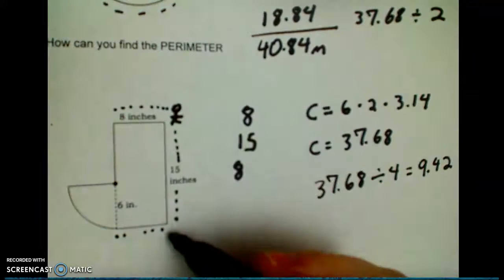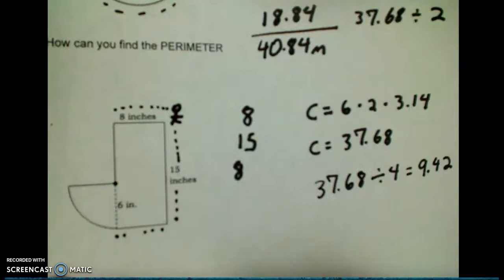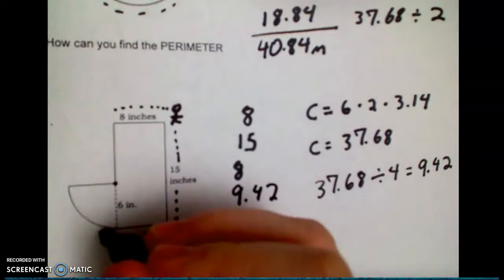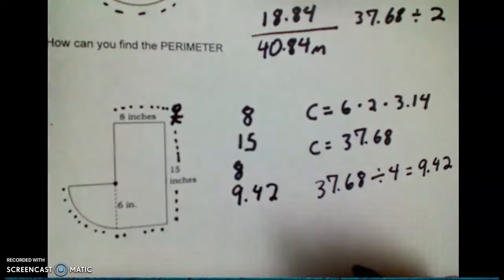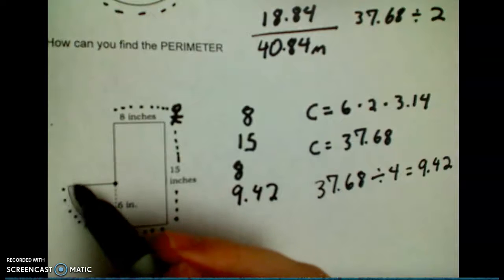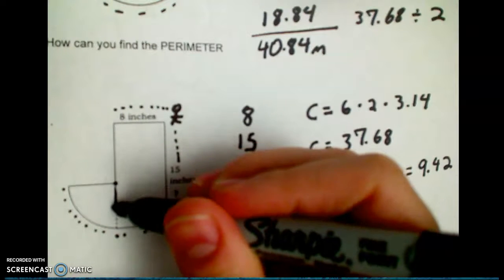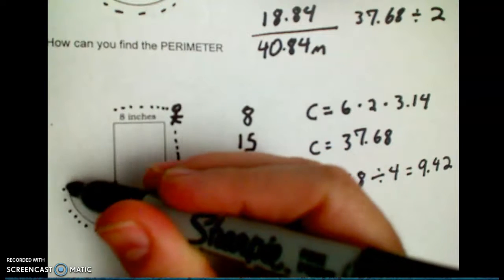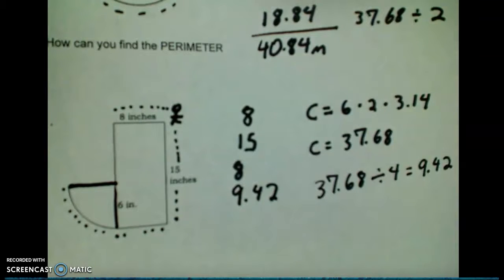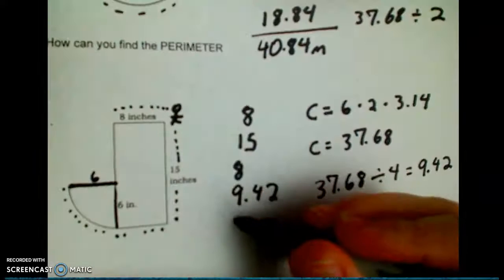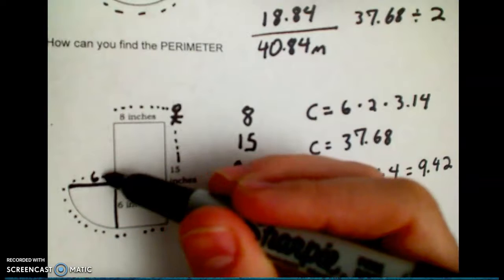Here he is. We went 15, we went 8. Now this part right here is 9.42. But wait, how far is this part? Because he's got to walk that side too. Well, if you look at it, this 6-inch radius is the same as this 6-inch radius, because the radius will be the same no matter which direction it goes. Okay, so I need plus 6 right there. Walking this far, we're right here.